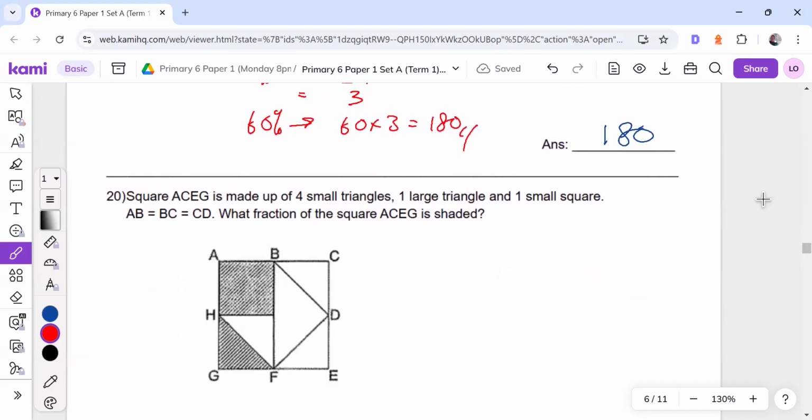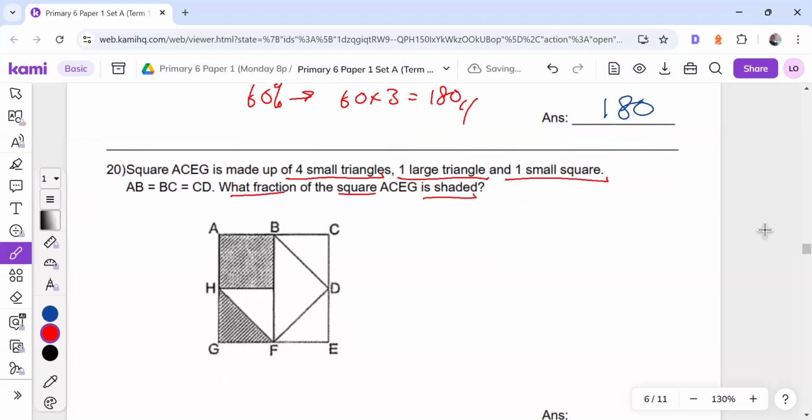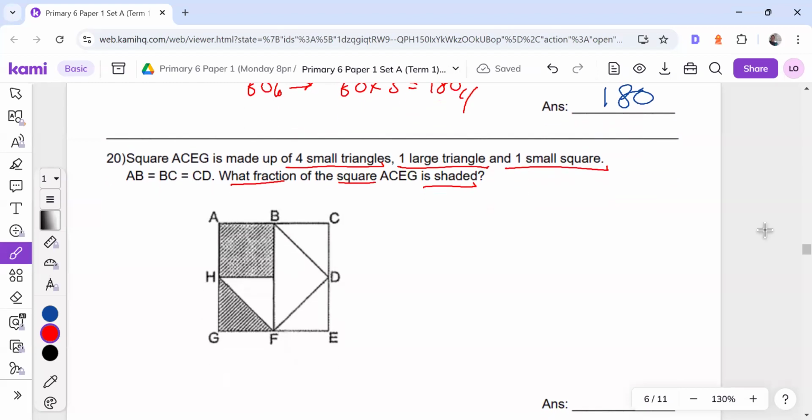Question 20 is a primary 3 question. All right. So the figure is made of 4 small triangles, 1 large triangle, and 1 small square. And what fraction of the square is shaded? Now, what do you do when you see different kinds of shapes? You cut them to make them all the same shapes. Cut them equally to make them the same shapes. That is the lesson.